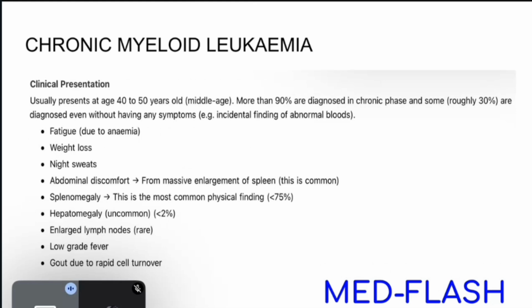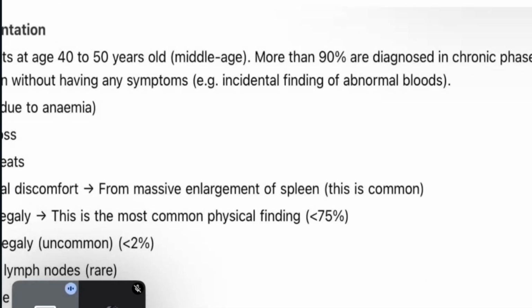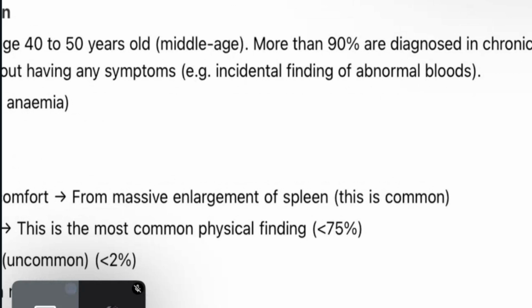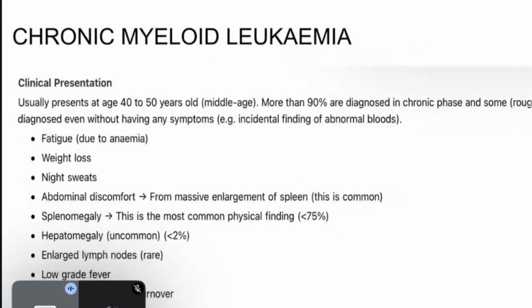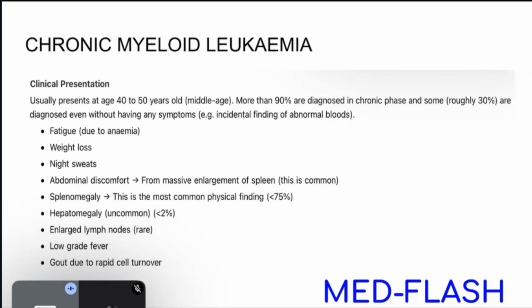These are the clinical symptoms that are very prevalent in CML in the blastic phase. Let's see what these symptoms are. Fatigue due to anemia, weight loss, night sweats, abdominal discomfort. The most common symptom that you will see in a patient suffering from CML is enlargement of the spleen. Again, CML is CMS, crazy massive spleen. Remember this mnemonic, guys. Splenomegaly is a very common physical finding. Also, hepatomegaly is there. Enlarged lymph nodes are rarely seen.